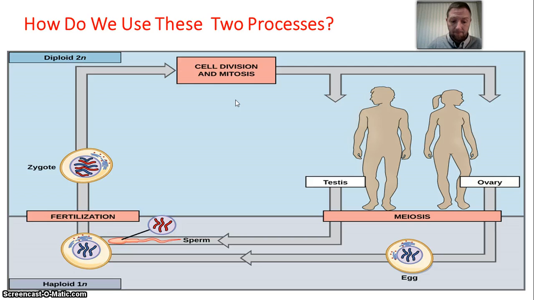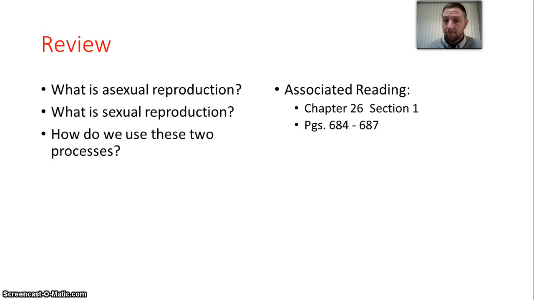Cool? All right. So, quick recap. You need to know what is asexual reproduction, what is sexual reproduction, and how these two processes occur in humans. Chapter 26, Section 1, a little bit more information there. Goes into reproduction in other organisms. Page 684 to 687, see it in class.